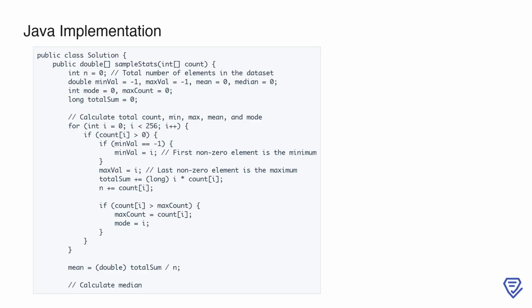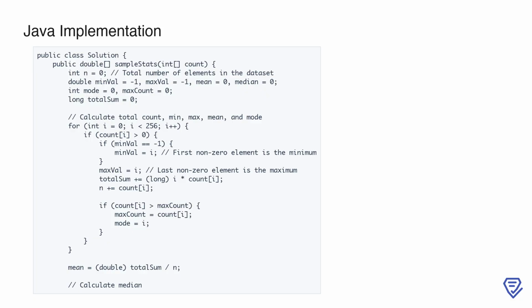The n variable will store the total number of elements in the dataset, while minval and maxval will track the smallest and largest values respectively. We also set up variables for the mean, median, and mode, as well as maxCount to track the frequency of the mode. Additionally, totalSum is initialized to calculate the sum of all values, which will be used later for computing the mean. Now, we enter a loop that iterates over all 256 possible values in the dataset.